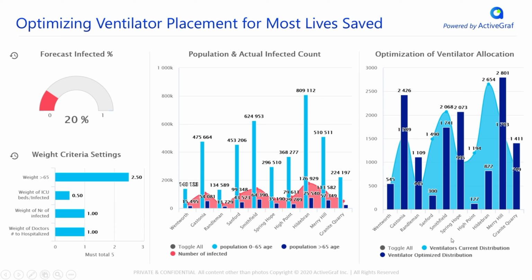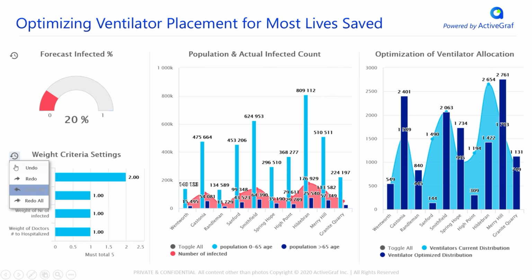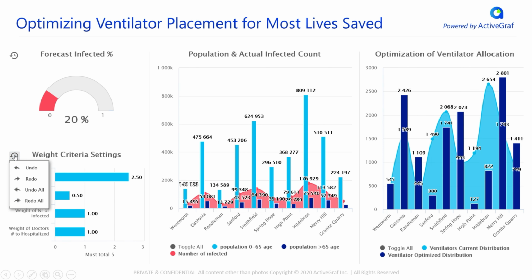should put the ventilators. If we want to take a closer look, it's very easy in ActiveGraf to undo and do some versioning. So undo all to the original and see where that is, and then observe on the right-hand chart the impact of our change in weighting of the optimization. So we can redo all, and as you can see, there's a reduction in the amount allocated to Smithfield and an increase in Maryhill and Granite Quarry, as well as other locations. The reason for that is there is a higher percentage of people over 65 in those locations.